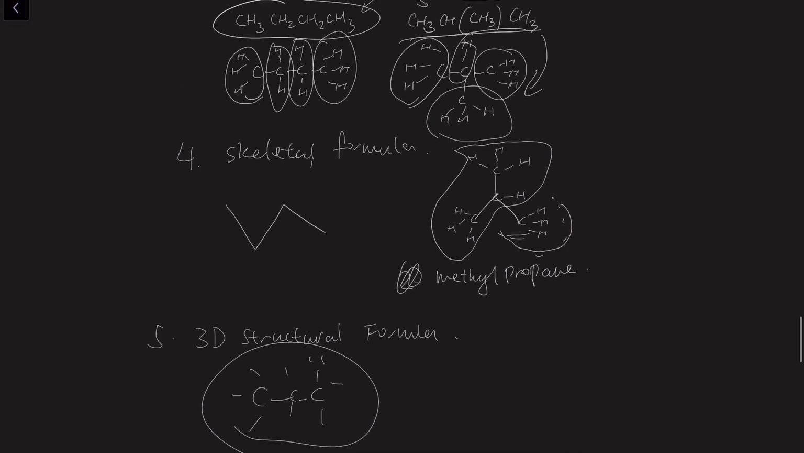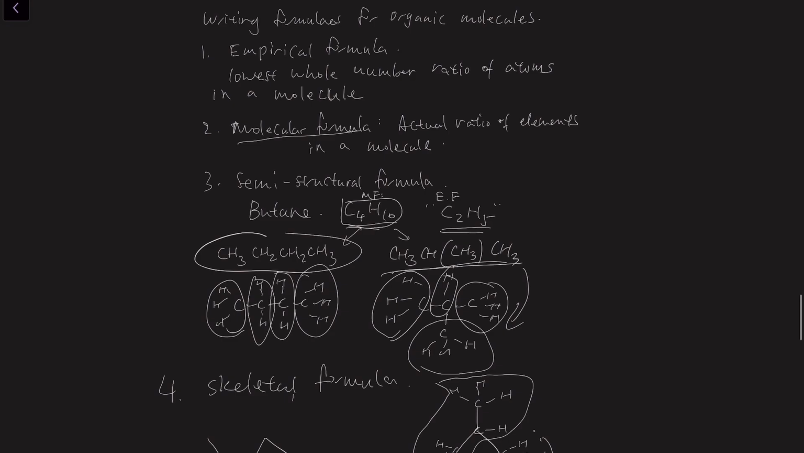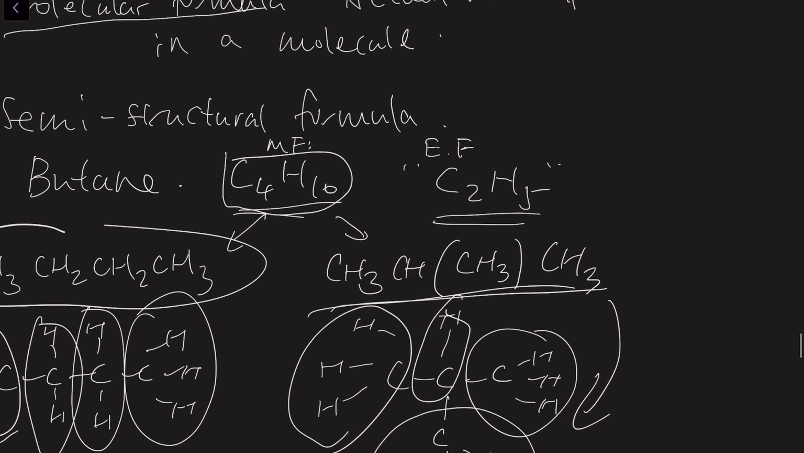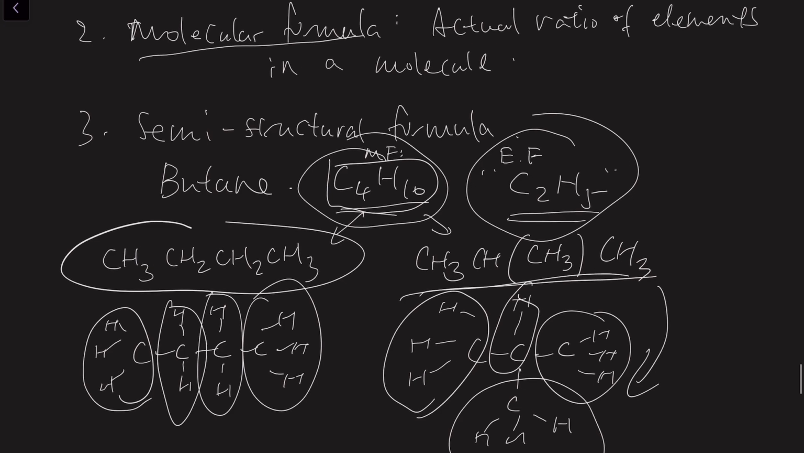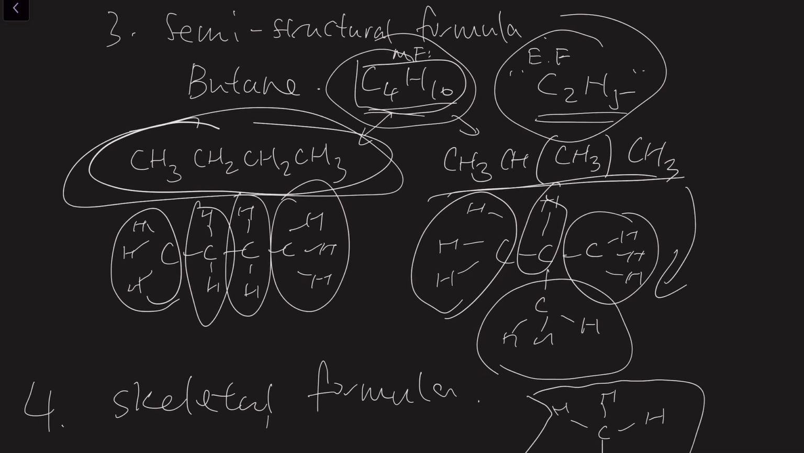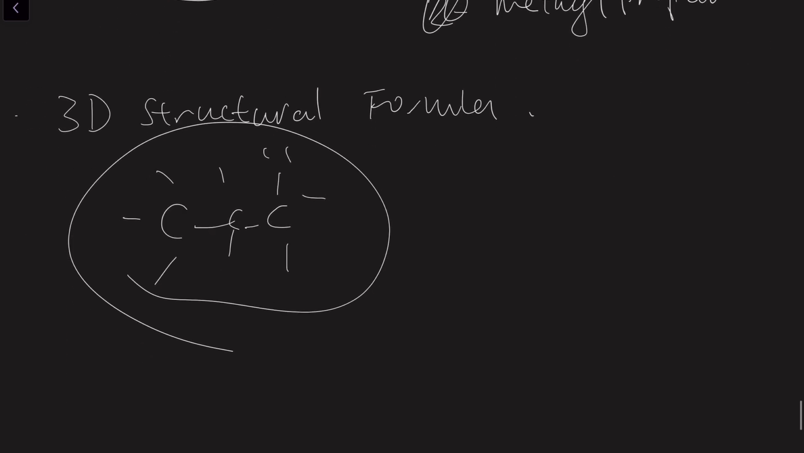Be very careful which type of formula you write out because in the exam they will specify which formula they want you to use. Sometimes they ask you to state the empirical formula. In this case, for the case of butane, you need to say C2H5. Molecular formula, you write C4H10. Semi-structural, you write CH3, CH2, CH2, CH3. Skeletal formula, you draw something like this. For the 3D formula, you just draw as normal.